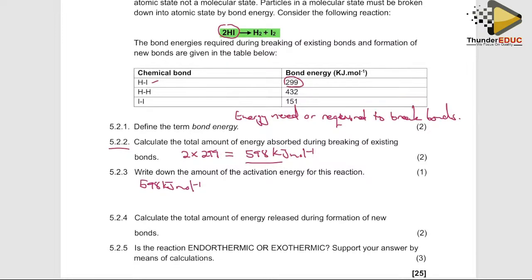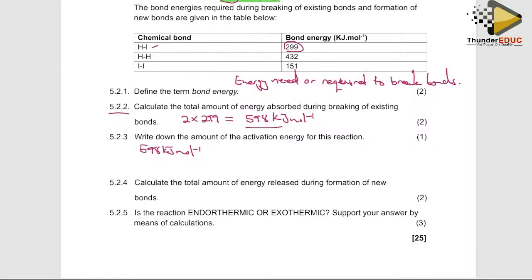Then 5.2.4 says calculate the total amount of energy released during the formation of new bonds, right? So we're going to say total energy released is equivalent to 432 plus 151 plus 151. If I get the total there, I'm going to get 583 kilojoules per mole.